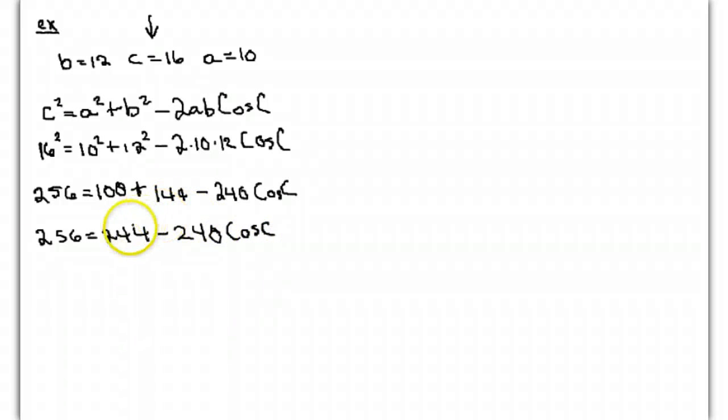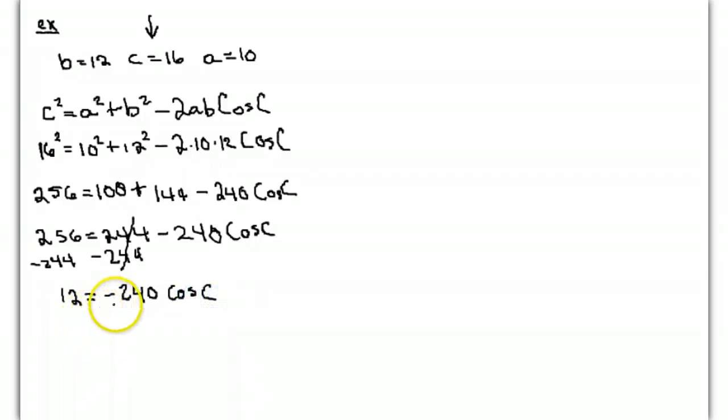So why can't we put the 244 and the 240 together? Because this 240 is attached to cosine C, so we got to move this 244 over to the other side. How do we move it? Subtract. So you're going to subtract 244 from both sides. And so 256 minus 244, what does that give you? 12. So you got 12 equal to negative 240 cosine C.